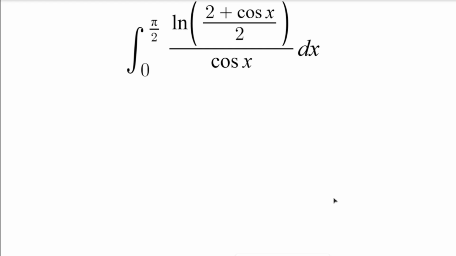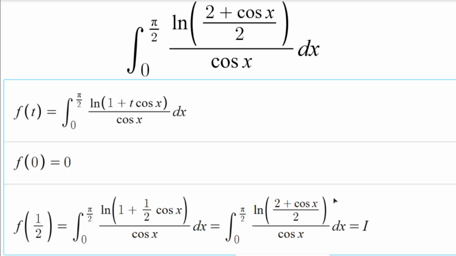Today I've got an interesting one. This is the integral going from 0 to pi over 2 of the natural log of (2 plus cosine x) over (2 over cosine x), integrated with respect to x. Alright, so we're going to be using Feynman's technique in combination with an integral formula that I provided in my last video. I will link to that in the description.